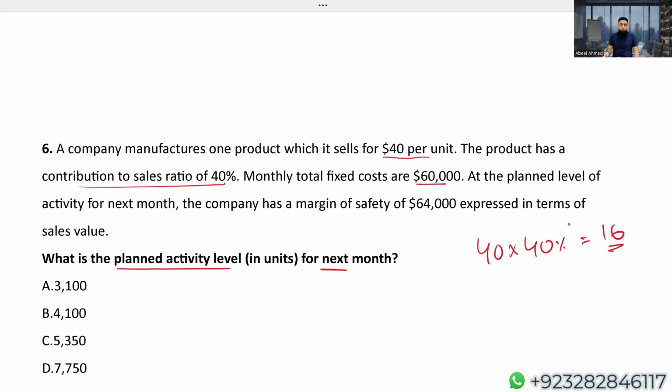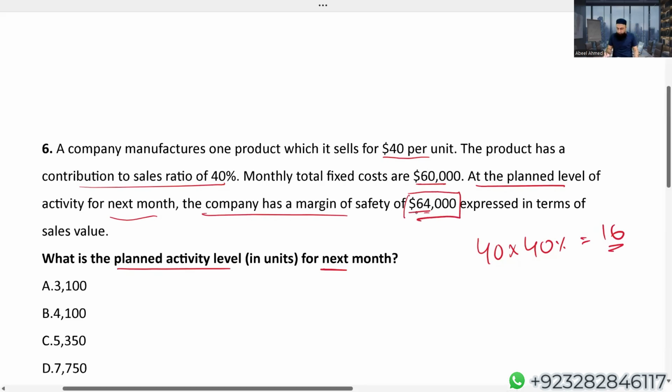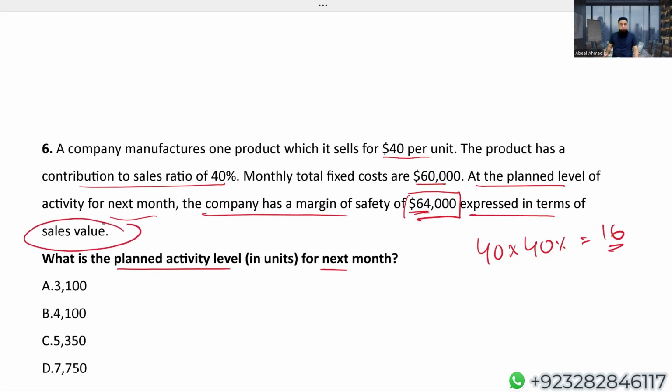So fixed cost divided by contribution per unit will give us break-even units. At the planned level of activity for the next month, the company has a margin of safety, and they have given us the margin of safety of 64,000. They have given it in dollars, no issue at all, expressed in terms of sales value. Okay, fine.